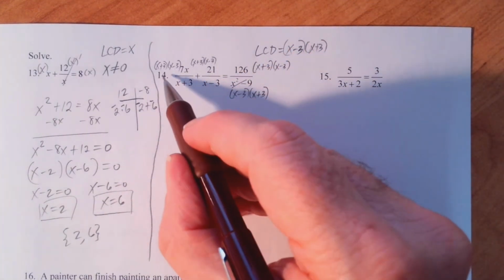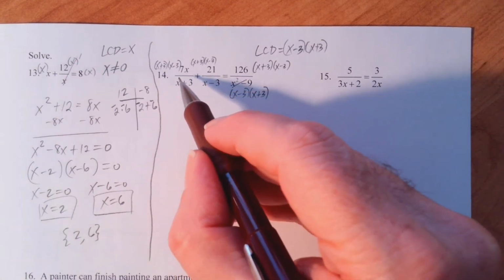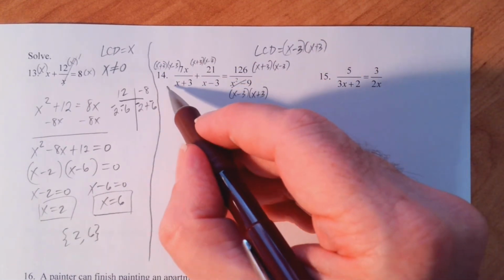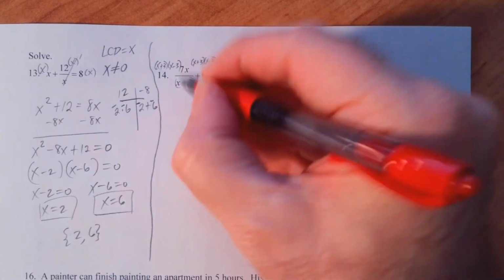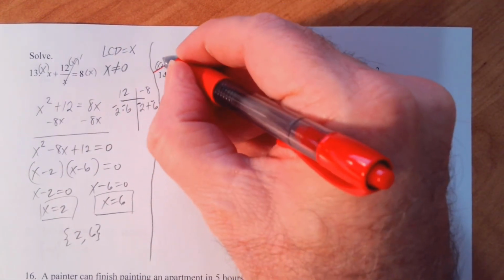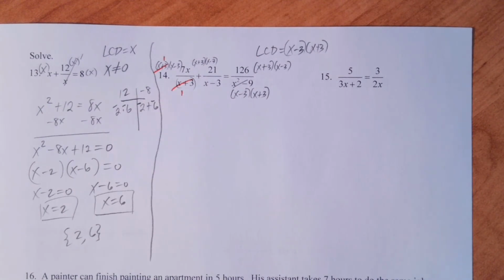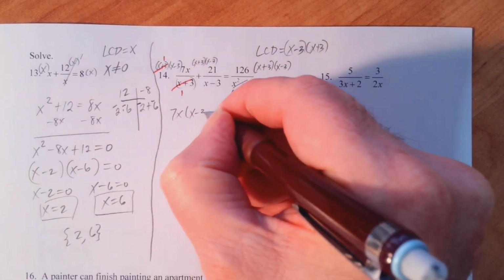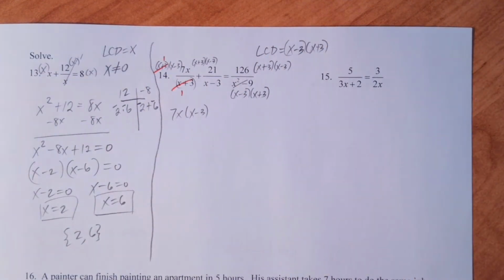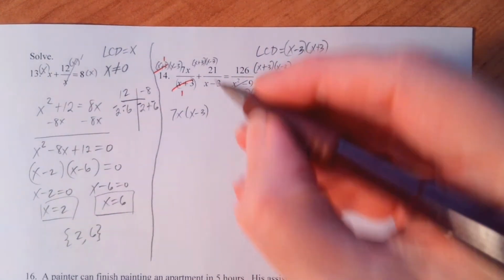So notice when you multiply here, your x plus 3 is going to cancel with the x plus 3 here. And you're going to have 7x times x minus 3. Now let me get a piece of paper here. And let's do the next step.